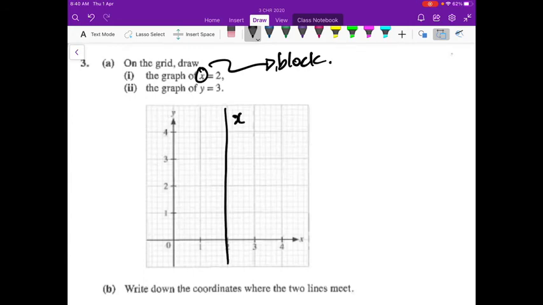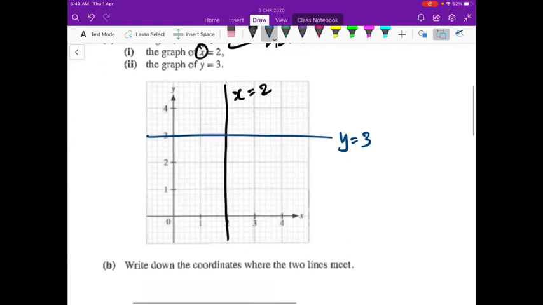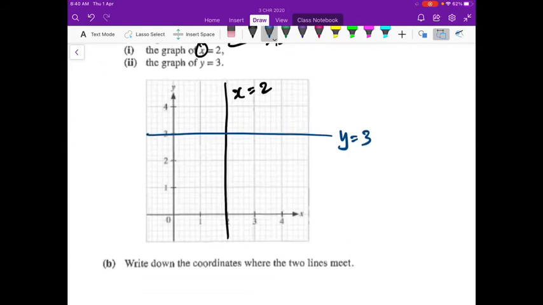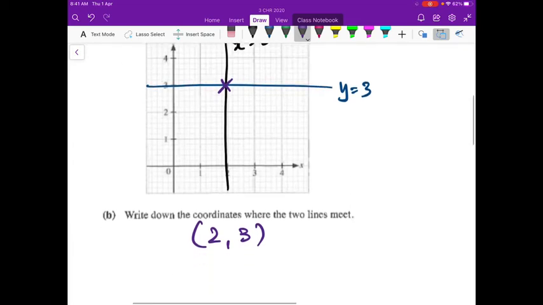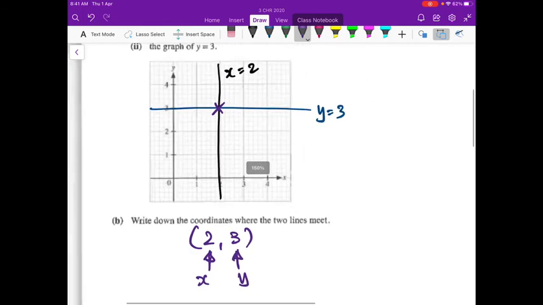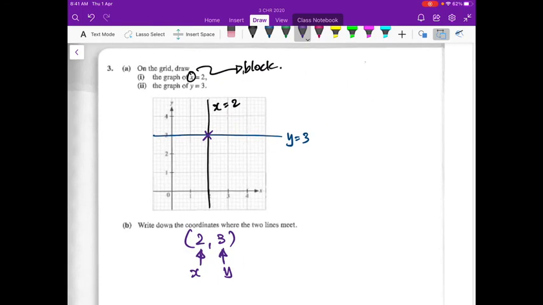So this is our x equals to 2. Then y equals to 3. That's the level. Level 3. Write down the coordinates where the 2 points meet. These are the coordinates. So it is at block 2, level 3. Block 2, level 3. Then if you notice, isn't this our x value and this is our y value? So they already told us x equals to 2, y equals to 3. Same thing.